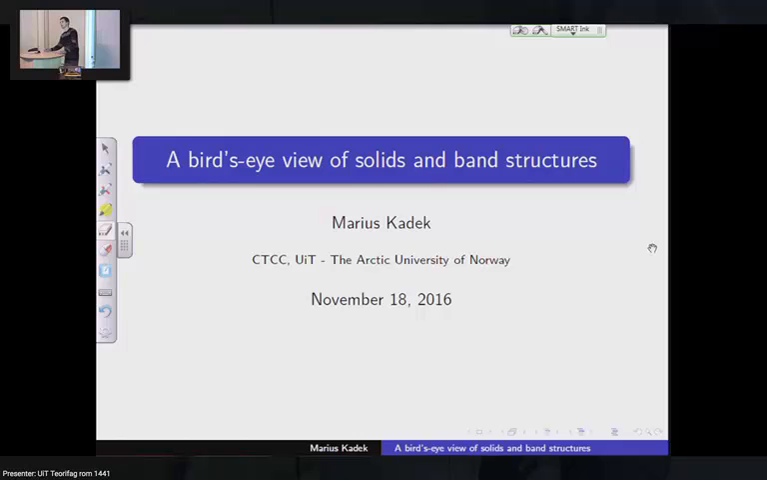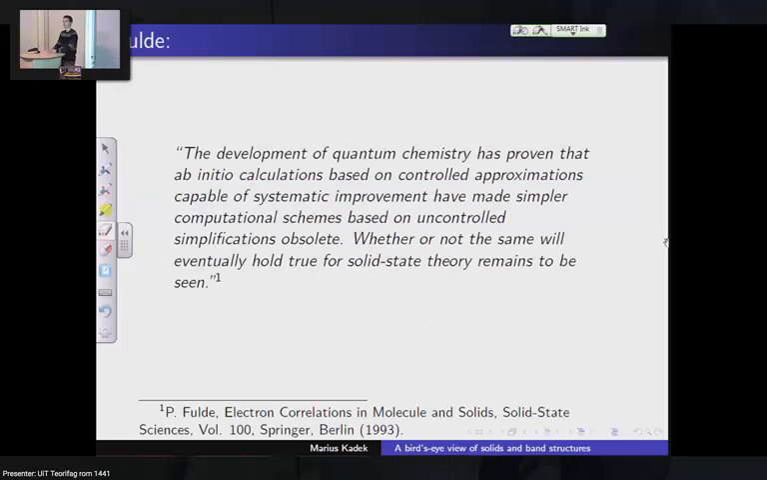Go ahead, please, Marius. So, some physicists, when they approach a problem or a question in solid-state physics, address the issue by creating a model, simplifying reality and best describing the situation. Now, I found this quote by Fulde in '93. He basically says that methods based on systematic improvements of accuracy are not as common or developed in solid-state physics as they are in quantum chemistry.